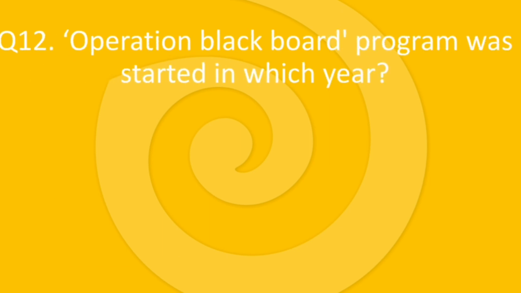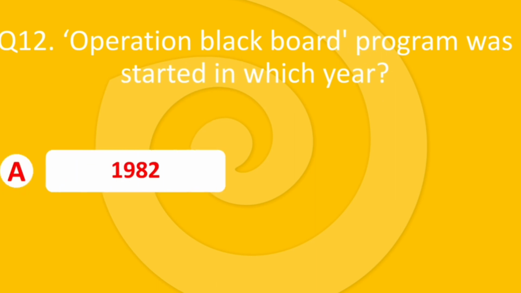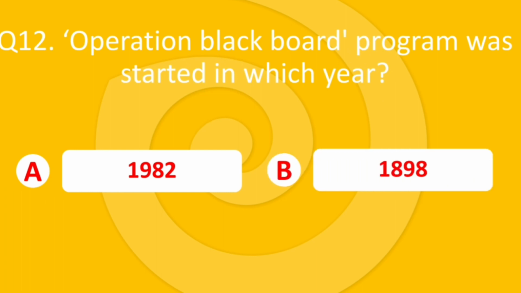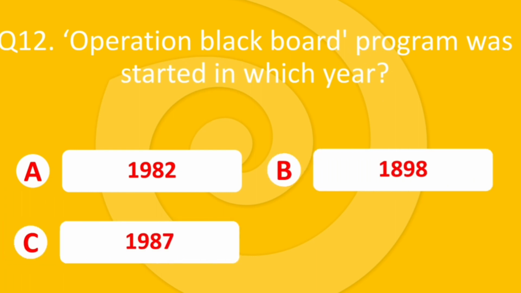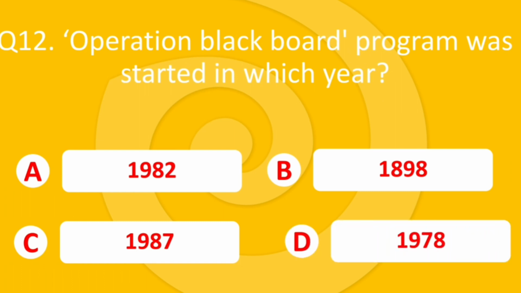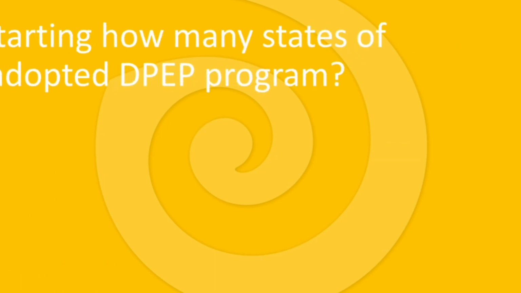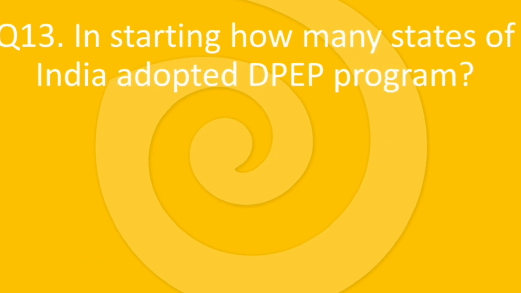Question number 12. Operation Blackboard program was started in which year? Option A, 1982, option B, 1898, option C, 1987, or option D, 1978. So the right answer is option C, 1987.